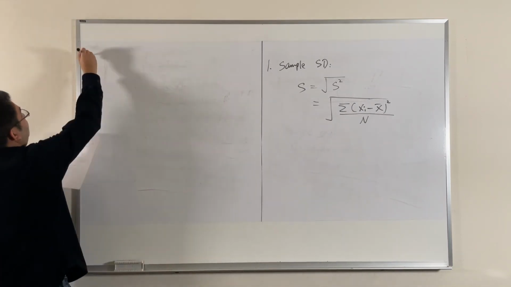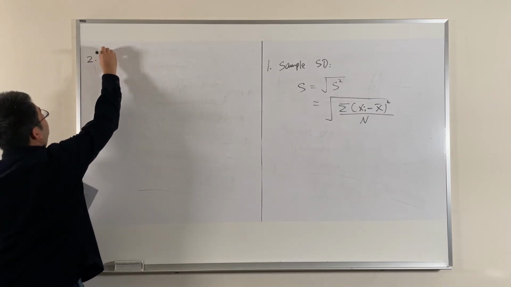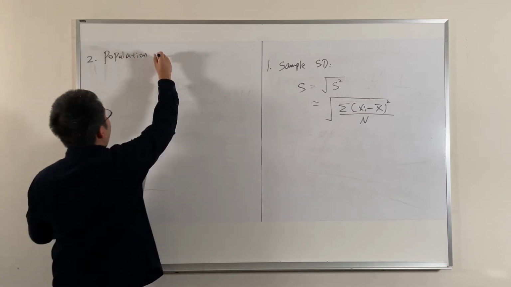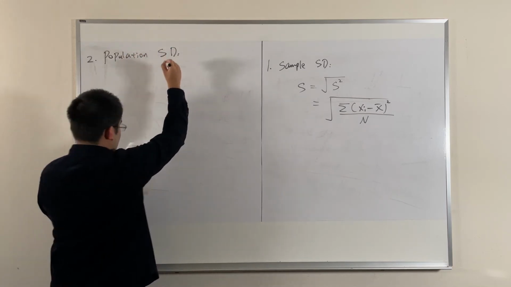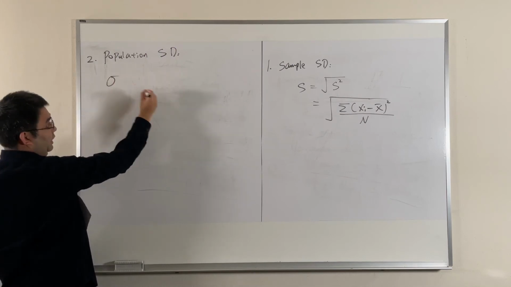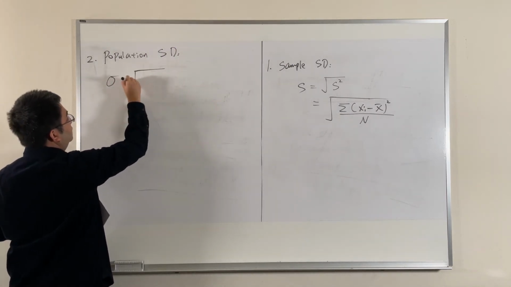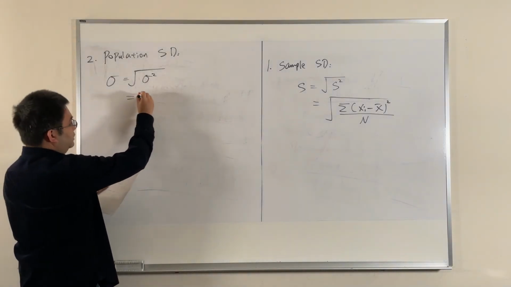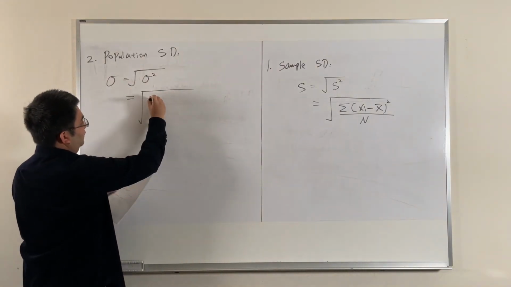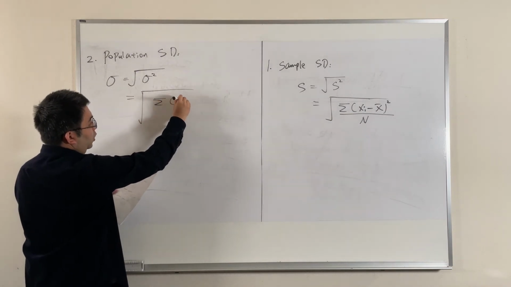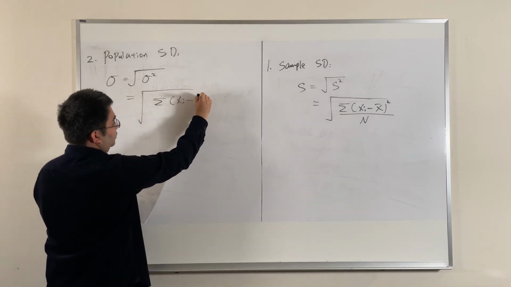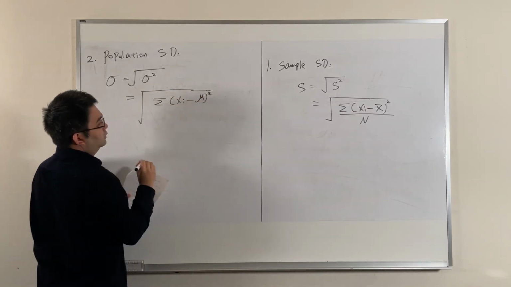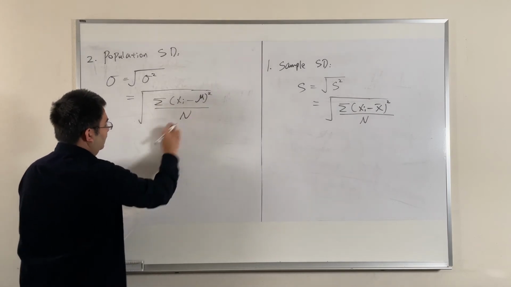Okay, next is our population standard deviation, and you have sigma without the square, because you take the square root of sigma squared, and that's equal to, right? Again, here we assume that we know the whole population, so we are able to get the population mean here, okay? And then this is divided by n.